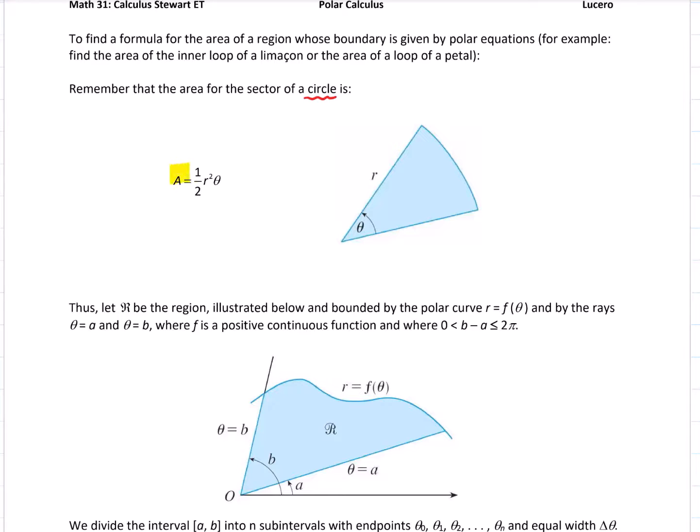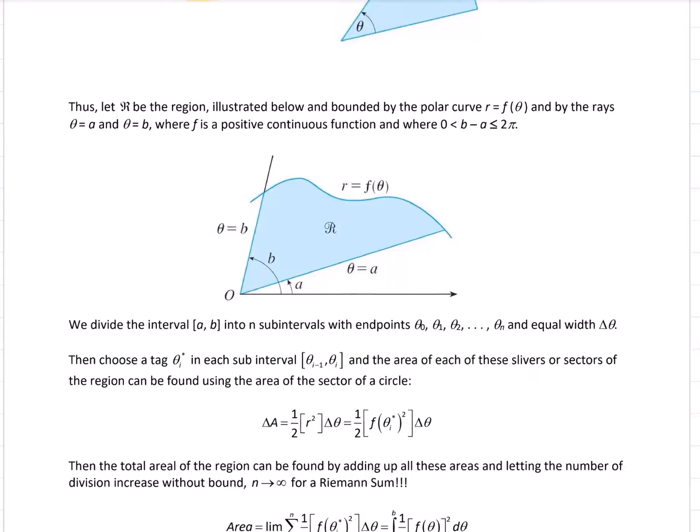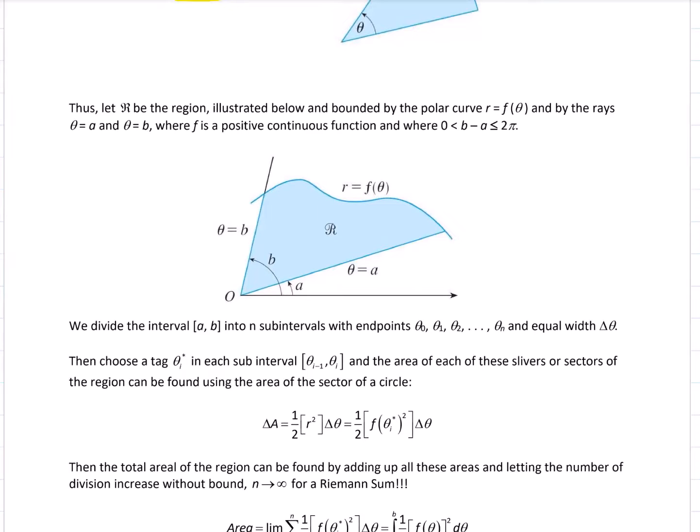The area of a sector of a circle is 1/2 times the radius squared times theta, where theta obviously is in radians. So this is how we compute the area of a sector of a circle. And so if we had a region, let's just call this squiggly little region right here. This is our region that we want to figure out the area of in the polar coordinate system. That squiggly line right there is defined by r equals f of theta, and it is bounded by theta equals a and theta equals b.